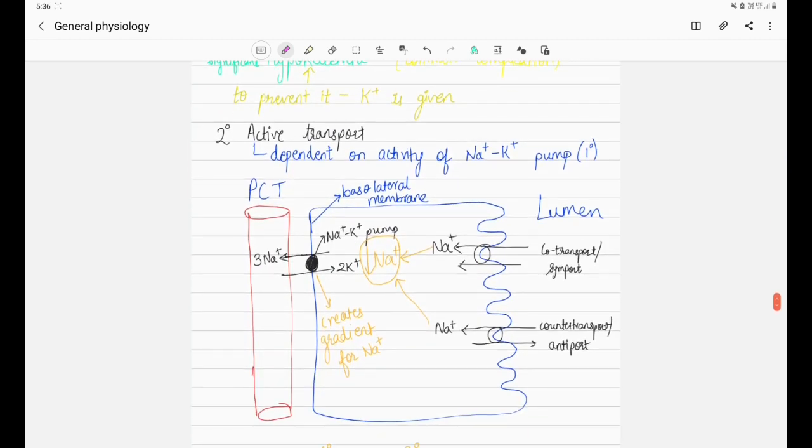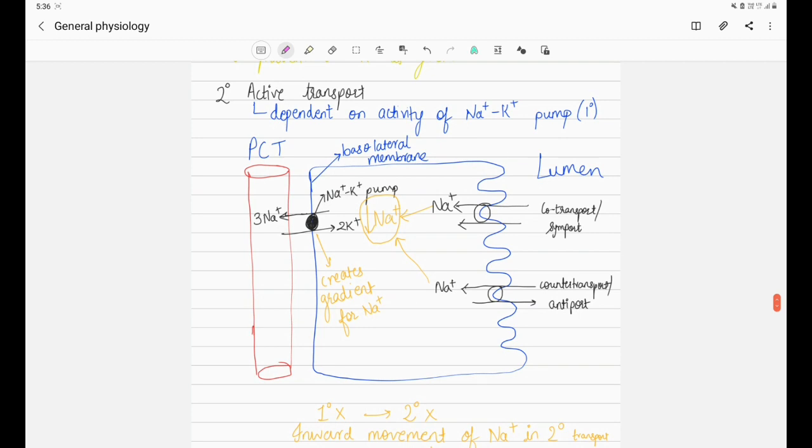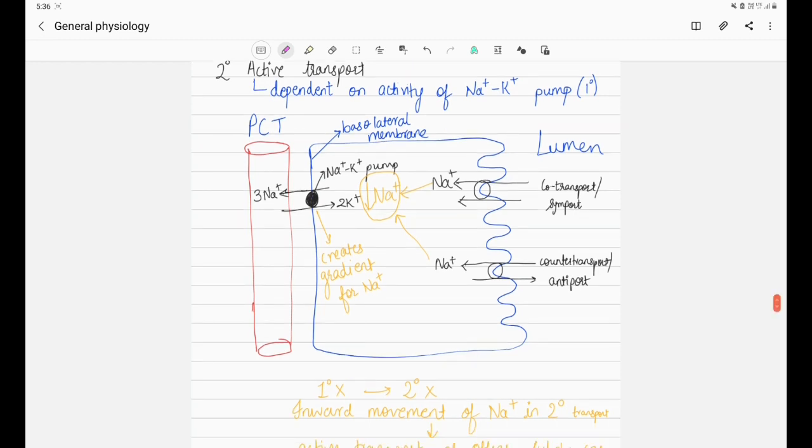Moving on to secondary active transport, it is dependent on the activity of the Na+K+ pump, or the primary active transport. Now how is this happening actually? Let's say this is my PCT cell, and this is the blood vessel near the cell. Now there are two sides of this cell. One is the luminal side, you can see here the lumen. And this side is the basolateral side. The basolateral membrane is here near the blood vessel.